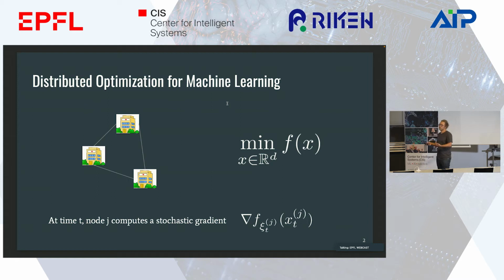And they could learn a classifier on their own, but they want to collaborate in order to learn the objective better and faster. And so what they do is that they get stochastic gradients, gradient F xi t of xt, which correspond to their local patient data.